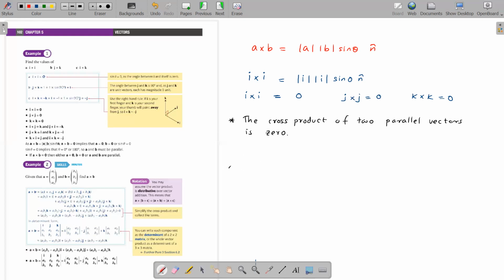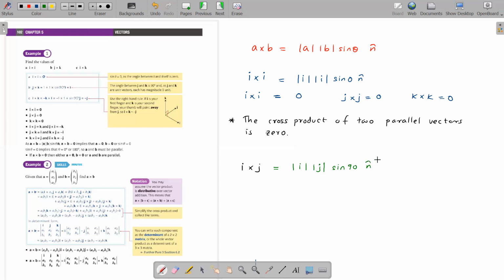What if I ask you to find something like I cross J? How do we find I cross J? Let's write down the rule. Modulus I into, you see I'm using the rule here, A and B are I and J, modulus I, modulus J, sine theta. What about the sine theta between I and J? I is a unit vector along the x-axis, J is a unit vector along the y-axis. So what is the angle between the two? Maybe 90 degrees, isn't it? The x-axis and y-axis make 90 degrees to each other. So sine 90 into n hat.